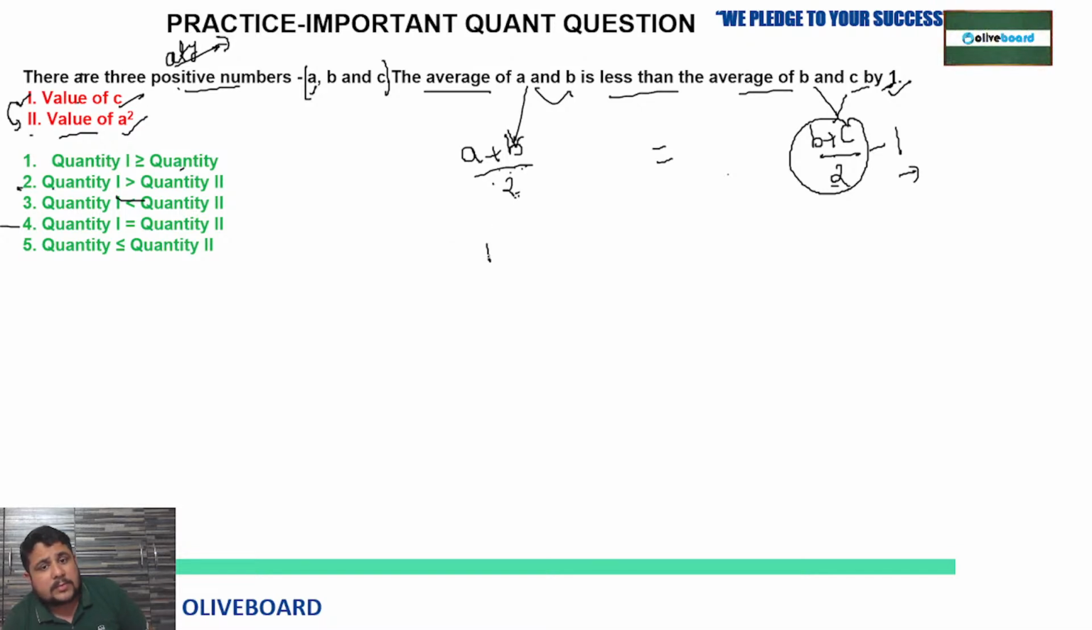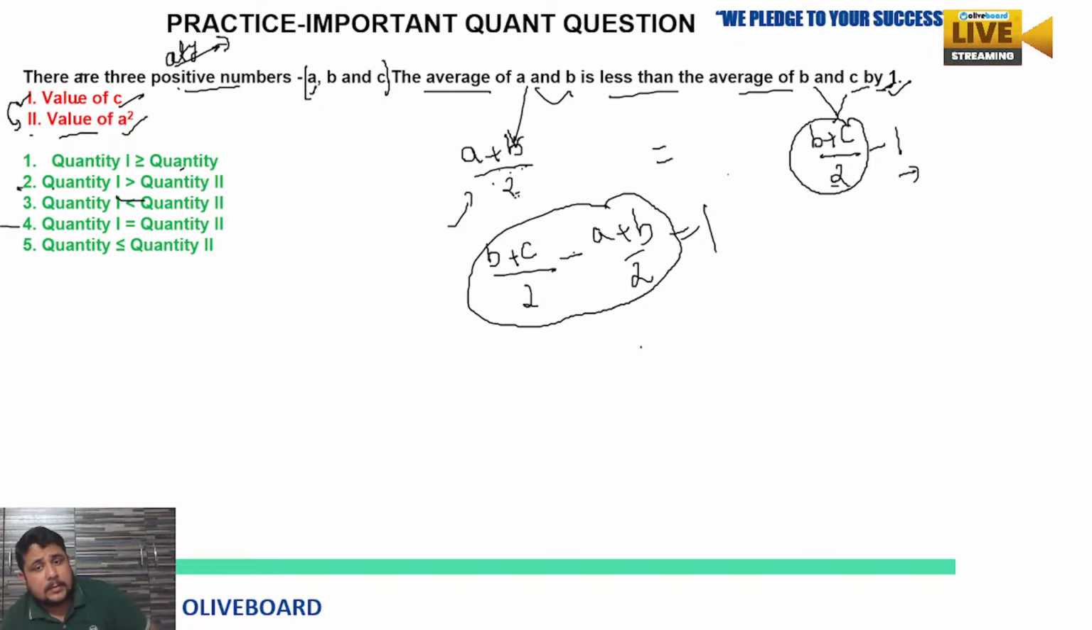See now, the question is what? The difference between the average of b and c and the average of a and b is 1. That is what they are saying. And b and c's average is 1 more than a and b. So in this way also you can say (b plus c) by 2 minus (a plus b) by 2 equals 1. I have explained you in this way also. You can just think about this also.